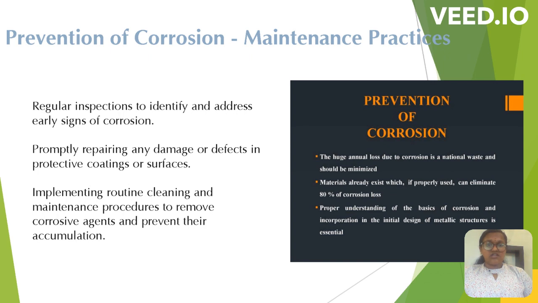The next method is maintenance practices. Regular inspections to identify and address early signs of corrosion can prevent corrosion, promptly repairing any damage or defects in the protective coatings on the surfaces. Implementing routine cleaning and maintenance procedures to reduce corrosive agents and prevent their accumulation.